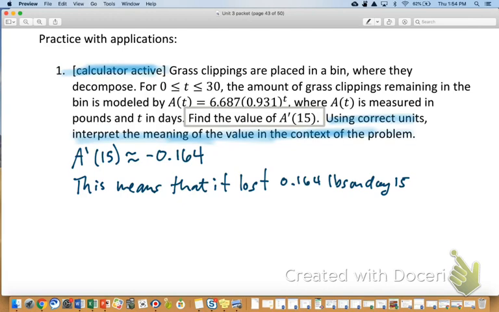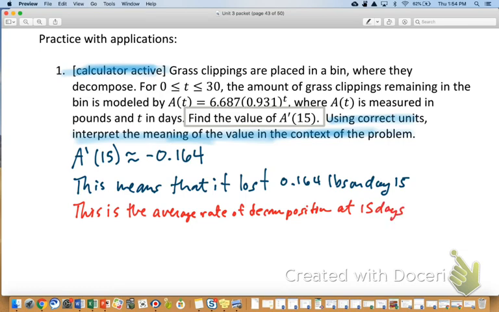You disagree. Okay, let's hear what you have to say, Maddie. Let me change colors here. Go ahead. I could be wrong, but I think it's the rate of decomposition at 15 days. This is the average rate of change. Oh, the average. Okay, so hang on. This is the average rate of decomposition. At 15 days. Okay. Kind of different, right? The red and the blue are definitely saying different things.